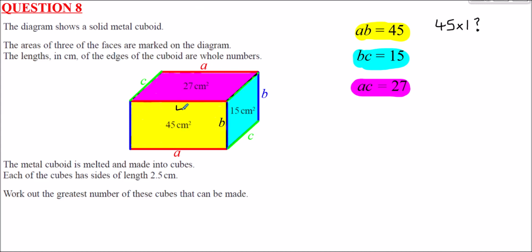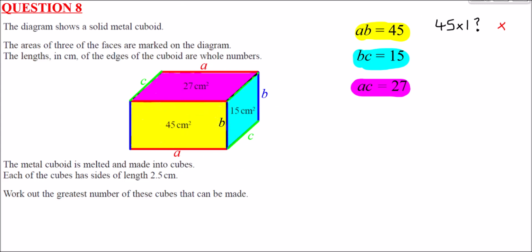If A is 45 and B is 1, then what would C have to be? Well, for this one, C would have to be 15, because 1 times 15 gives us the 15 we need. Looking at the top, can 45 times C ever give us 27 if C is a whole number? It can't, because 45 times 1 is already too big. So C would have to be some decimal, which isn't allowed, because C has to be a whole number. So 45 and 1 doesn't work.